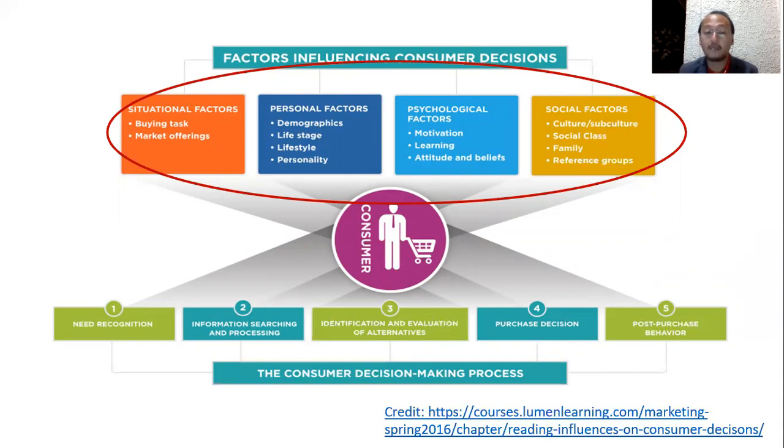Some of the factors that affect would be the personal factors. What is the personal factor all about? It is in terms of demographics, life stage, lifestyle, and of course personality. For example, if your patient is a shopaholic, they will always go to the mall and the supermarket to buy certain products. So it depends upon certain personality. Maybe a cost-saving person, a very thrifty person.